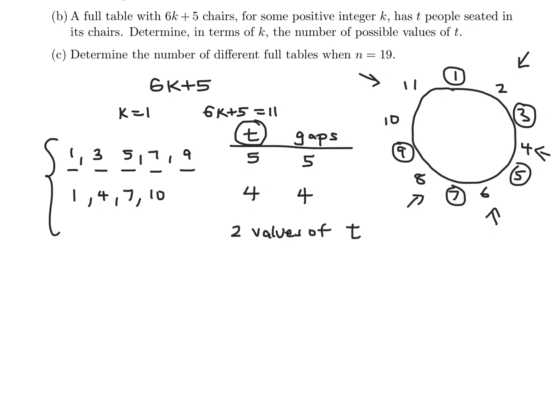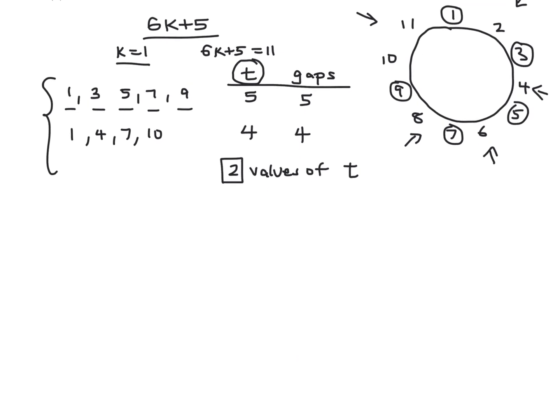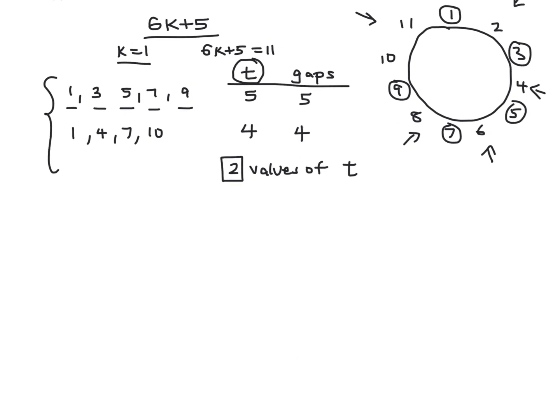So I just want to give you an example to kind of talk about what this question is asking. If this question was saying, for k equal 1, what is the number of possible values of t? The answer would be 2. But they're not asking for k equals 1. They're asking in general for 6k plus 5. So then we have to sort of extrapolate our findings. Okay, so let's do that. Let's try to see if we can get a general solution to this question.